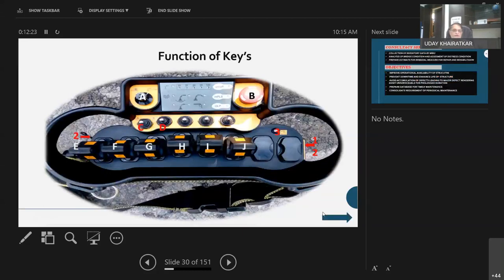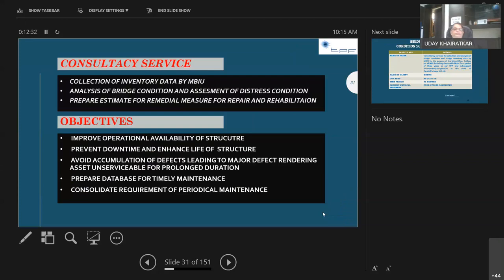This is the control panel of the MBIU, which is in the hands of the operator who is sitting in the cabin. So we did an MBIU condition survey work for the state of Kerala. This was our concern. So we provided inventory, analysis of the bridge condition and assessment of distress condition, prepared estimates for remedial measures. We even suggested remedial measures for the distressed bridge beams.